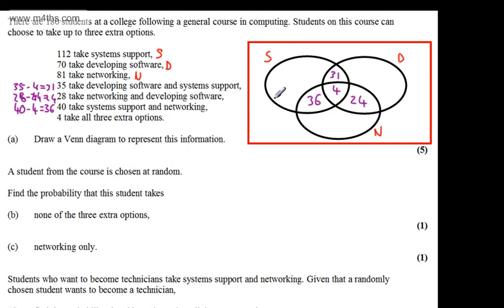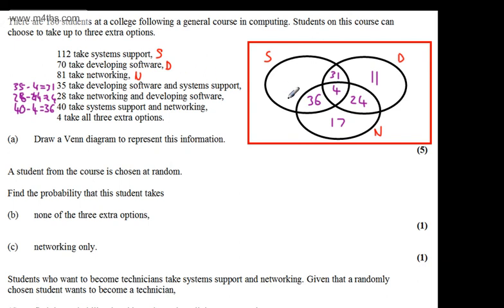81 take networking. So if I look here, I've got 36 and then I've got another 4. So adding these together, that's 64. So this one is going to be 17. Again, I would show that calculation here to ensure I was getting the 5 marks. 70 take developing software. So if we look, we've got a total here of 35, and then we've got 24, which is 59. So we're going to have 11 here.